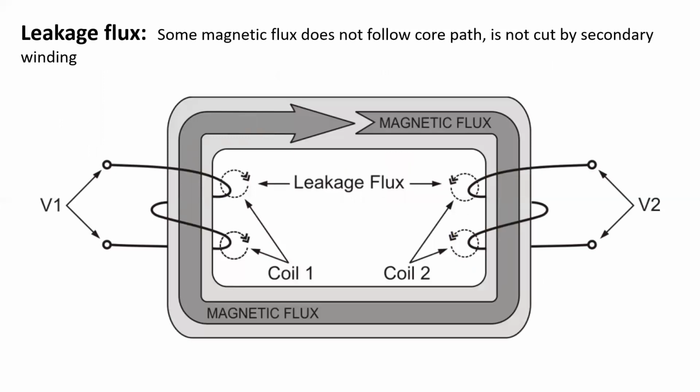Last one is leakage flux, and that simply means that there is a little bit of flux that is not going to break across the secondary winding, and because of that, it is not considered to be useful. So there's always a little bit of leakage flux. It always exists. You cannot completely eliminate it, and that leads to a little bit of inefficiency in the transformer as well.